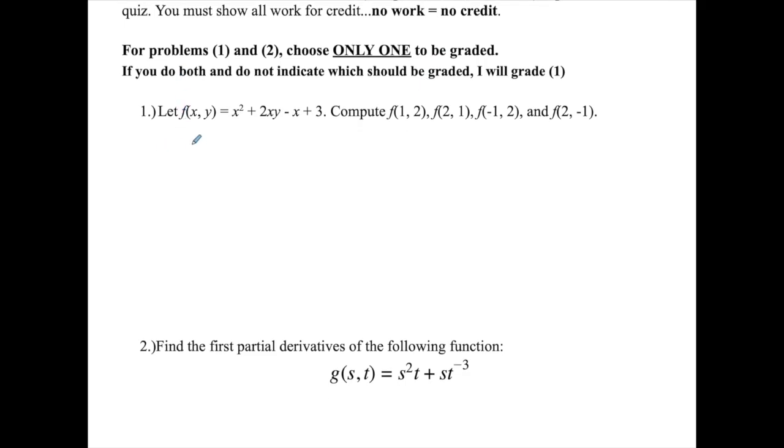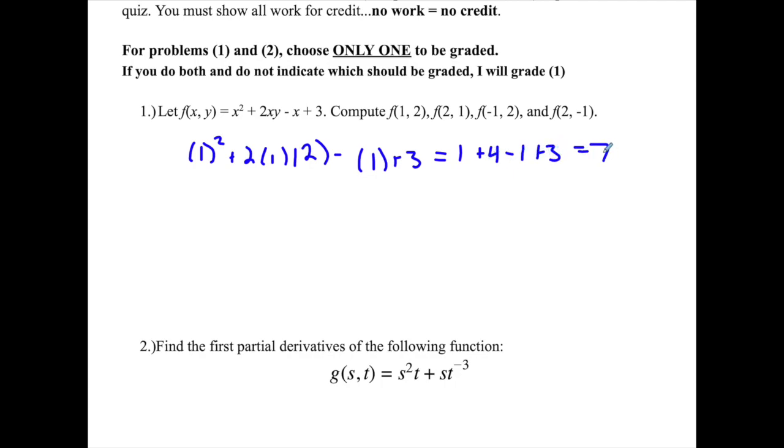All right, so if you chose one, most people did choose one, and you did correctly see that the idea is you're going to plug in the first number as x and the second number as y. The order matters. So you have 1 squared plus 2 times 1 times 2 minus 1 plus 3. That's 1 minus 4, right? Let's just do this out. 1 plus 4 minus 1 plus 3, which is 7.